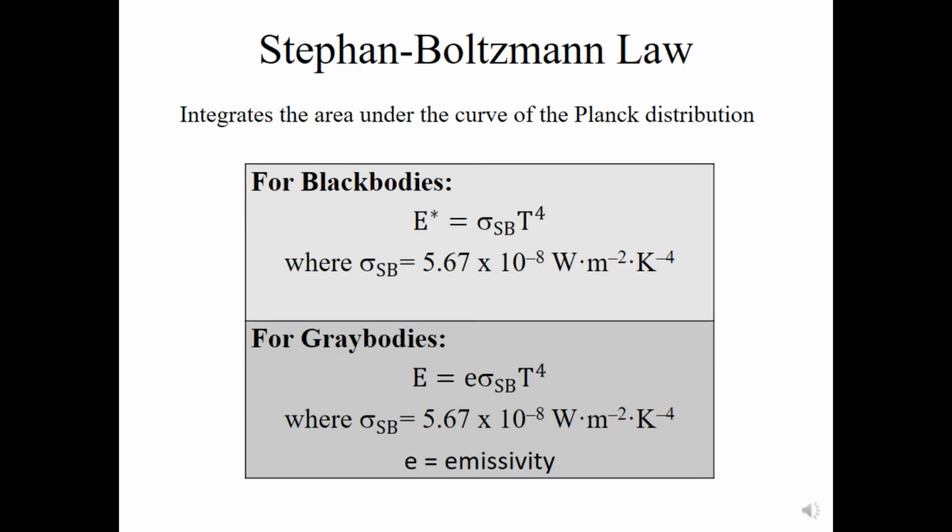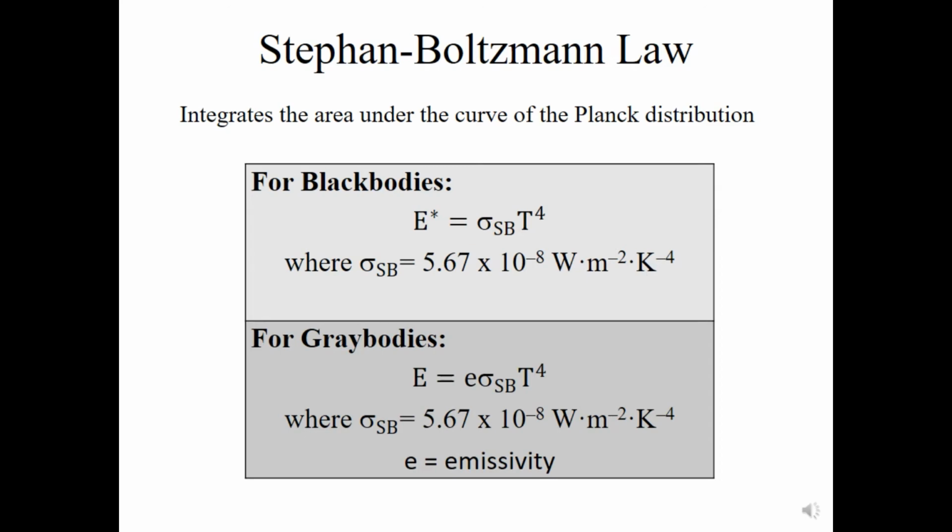So next we have the Stefan-Boltzmann Law. The Stefan-Boltzmann Law basically integrates the area underneath the curve of the Planck distribution. So where Wien's law took the derivative and found the maximum, found the peak in the distribution, the Stefan-Boltzmann law is basically just integrating the area.